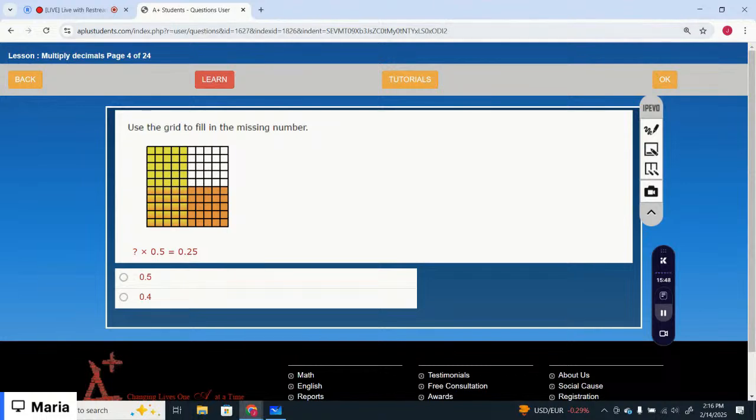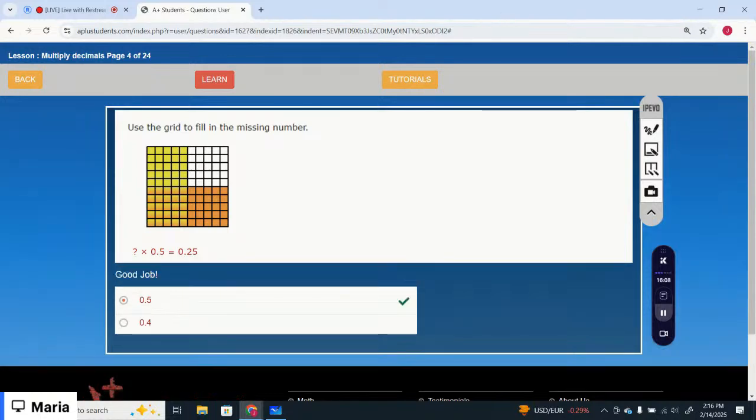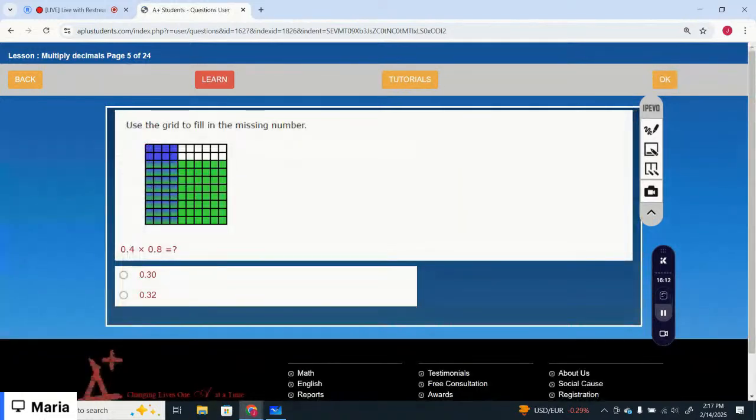Use the grid to fill in the missing number. That is 0.5 times 0.5. That makes 0.25. Option number 1 is the correct option. 0.4 times 0.8, which is the correct option.